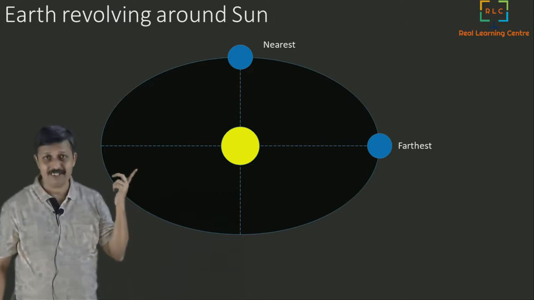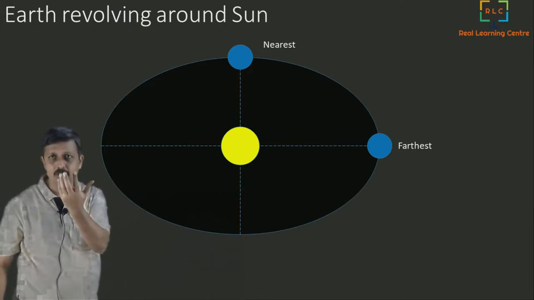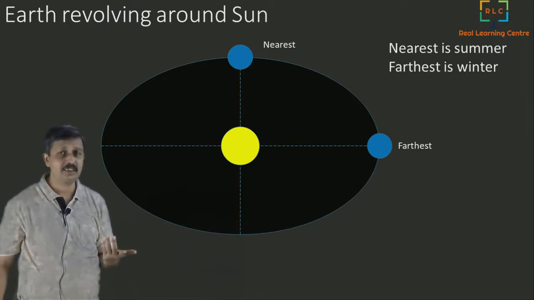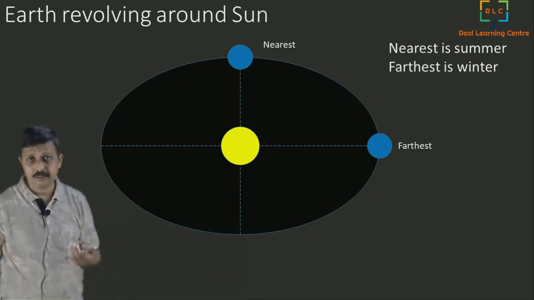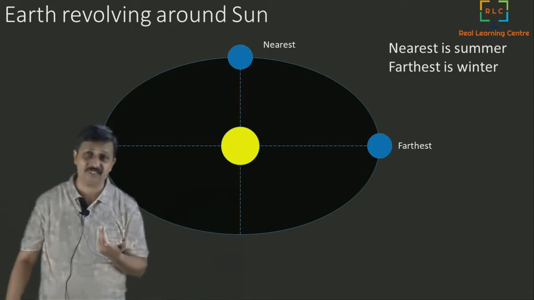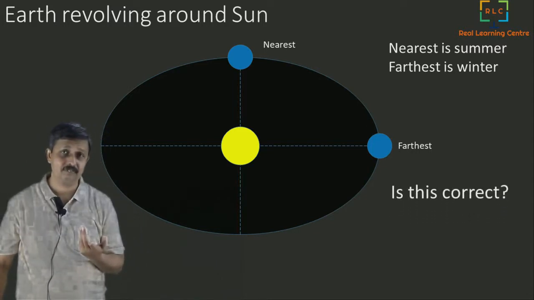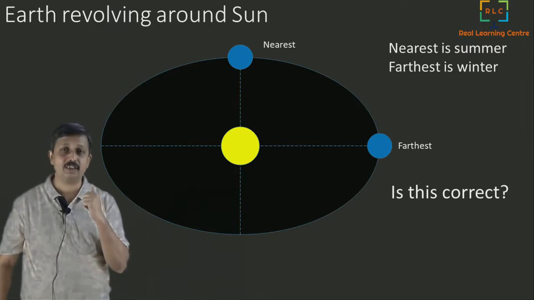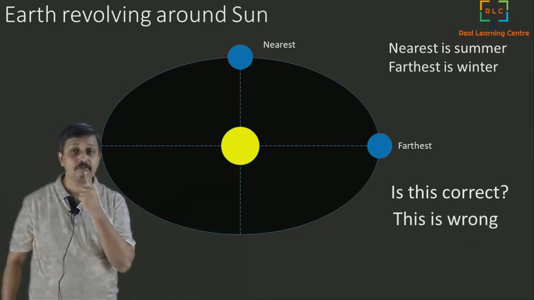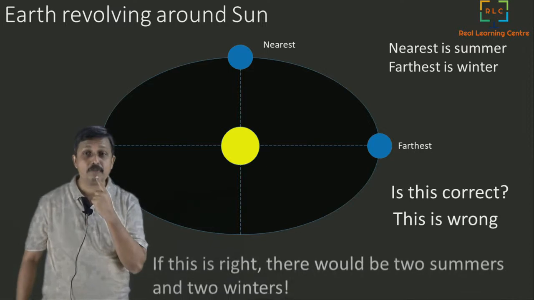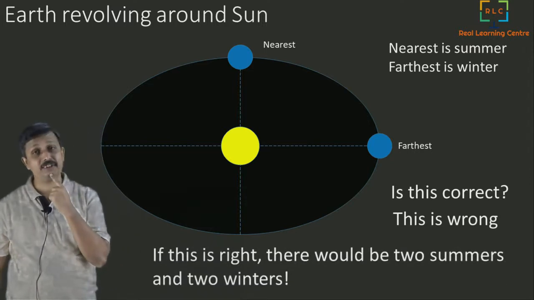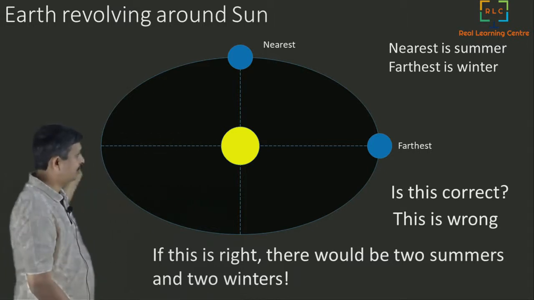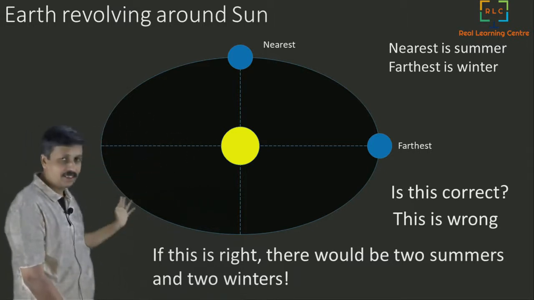Quite an easy argument. So summer means hot sun. Okay. So nearest is summer, farthest is winter. Is it a good argument? Is this correct? So let us see whether it is correct or not. Okay. If this is correct, then there must be 2 summers and 2 winters. You know why? The nearest is twice and farthest is twice. So summer, winter, in 1 year.